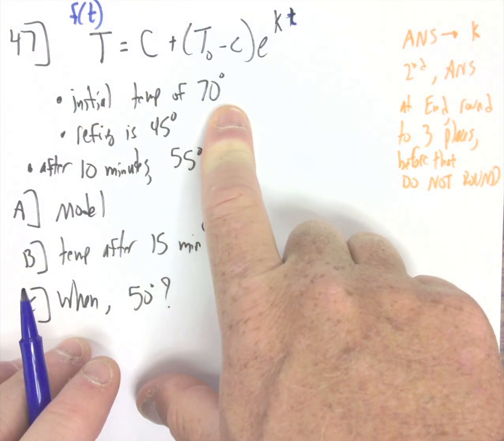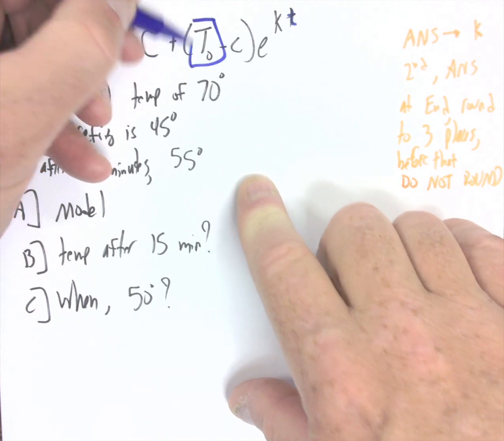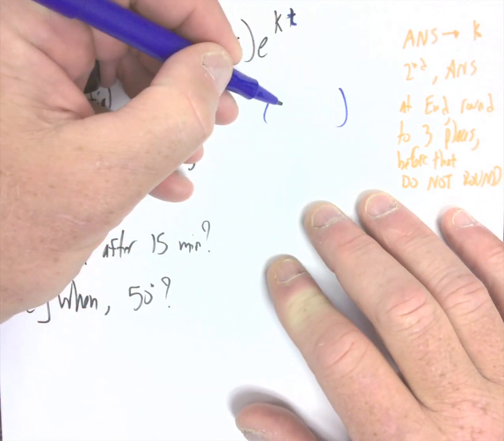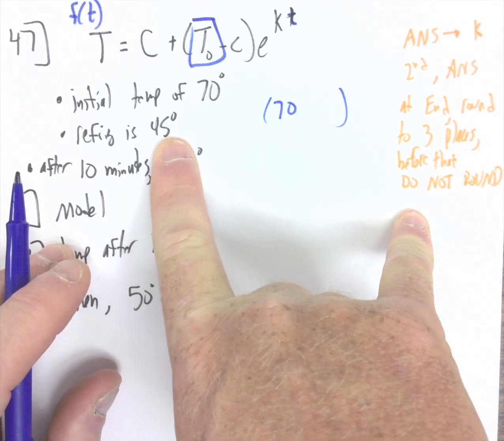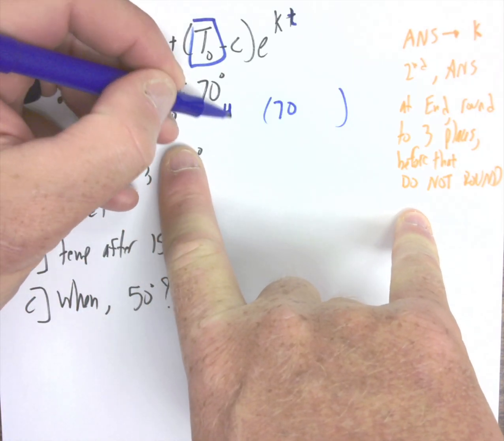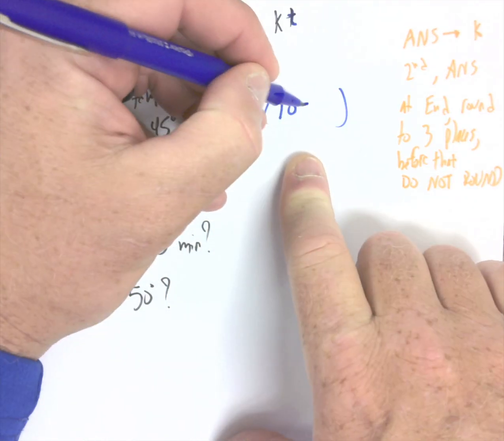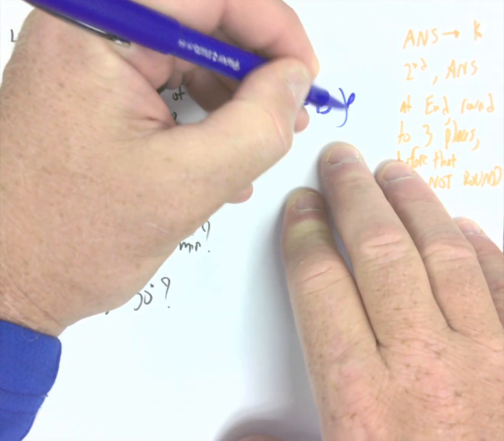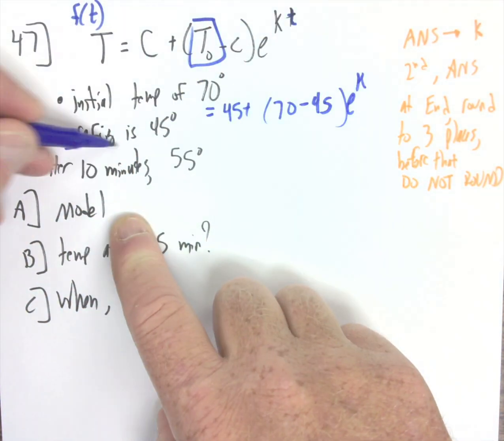Okay, it says the initial temperature is 70. Well, that's T sub 0. So in my little equation, I'm going to put 70 there. The refrigerator, where I'm putting this thing to cool down, that's 45. Well, that's C, the room temperature, or the temperature of the surrounding medium. So that goes here and here. E to the k, I don't know yet. And then we're going to use this.